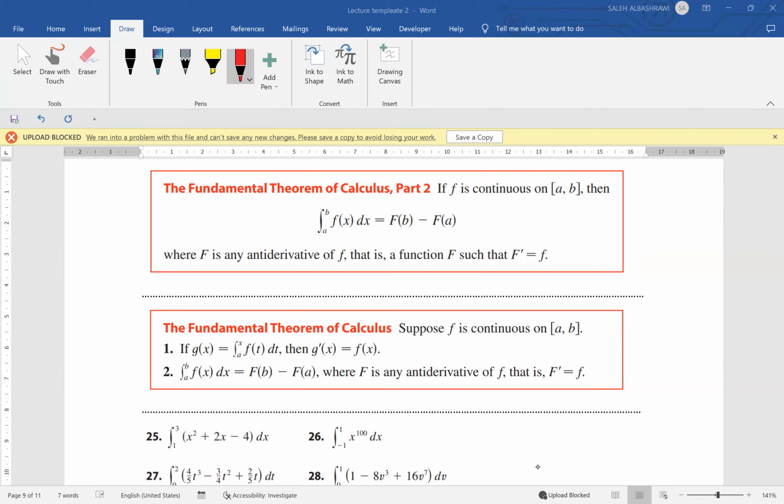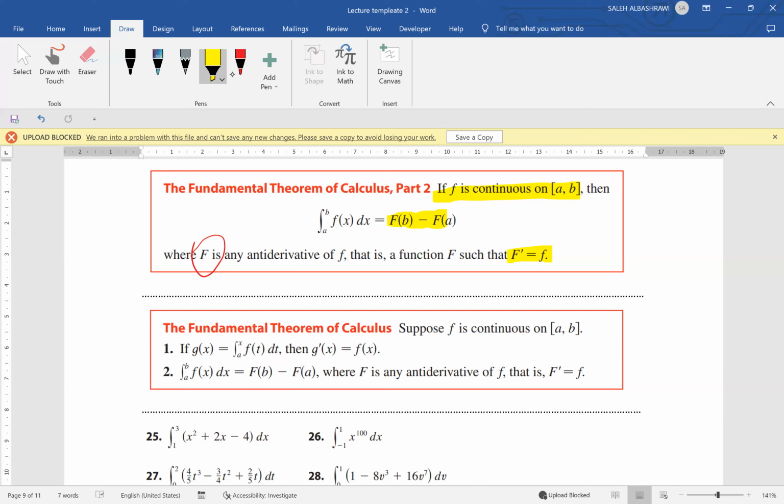In this part, we say that if we have a continuous function f of x on the interval a, b, then the definite integral from a to b of f of x equals capital F of b minus capital F of a, where capital F is any antiderivative of f, that is a function F such that F prime equals f. So the derivative of the capital F will give me the original function, the small f, after differentiating.